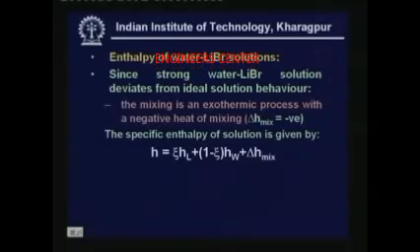And as you know, delta h mix is the heat of mixing, and in this particular case heat of mixing is negative because this particular solution deviates in a negative manner from the ideal solution. That means the mixing process is an exothermic process. So when you mix water with lithium bromide solution, heat is generated.